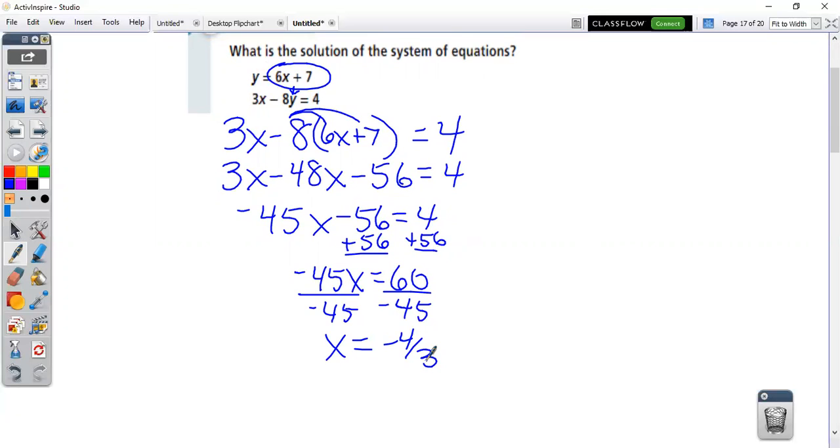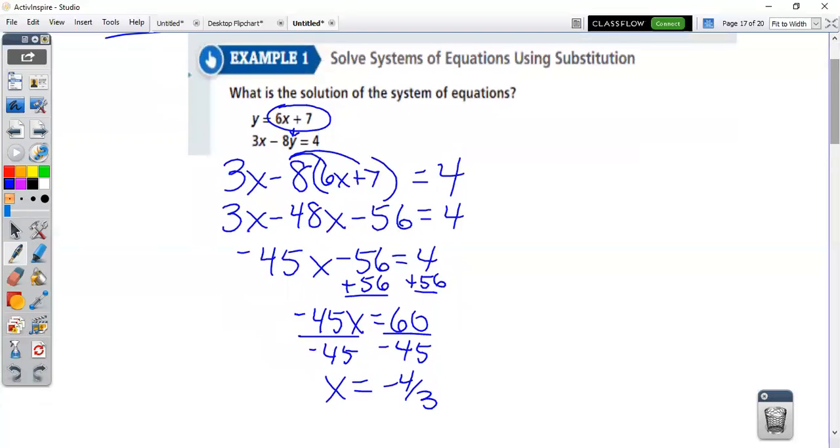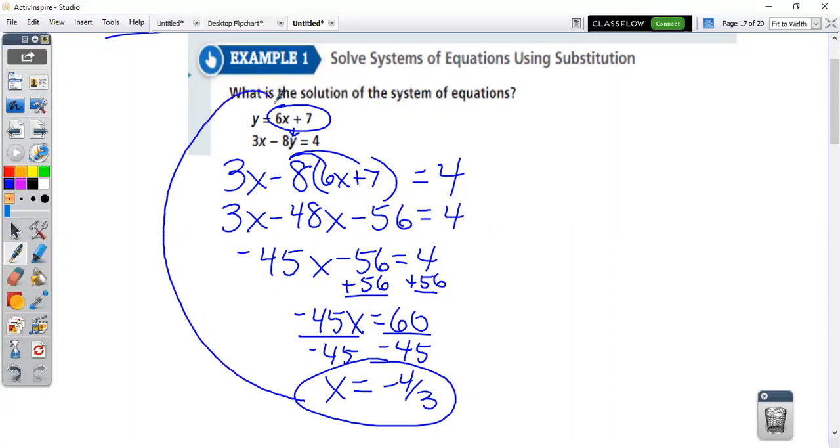Now, we've got x. But if you remember yesterday when we were graphing them, we had an x and a what? And a y. So we hadn't found a y yet. Well, what do we do with the x? Plug it in. We substitute again. x is negative 4/3. And I'm going to substitute it into that problem we had to begin with for x. So y equals 6 times, what did we find x to be? Negative 4/3. And then plus 7.